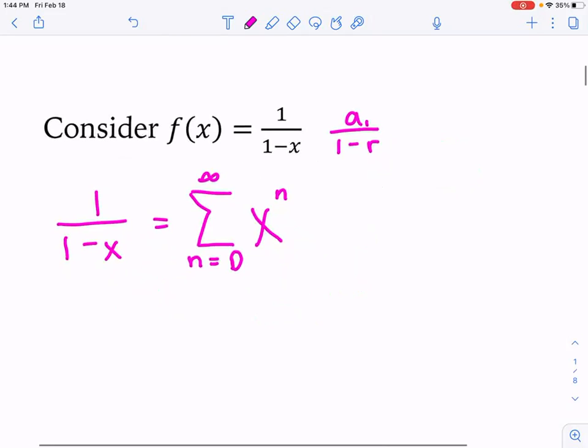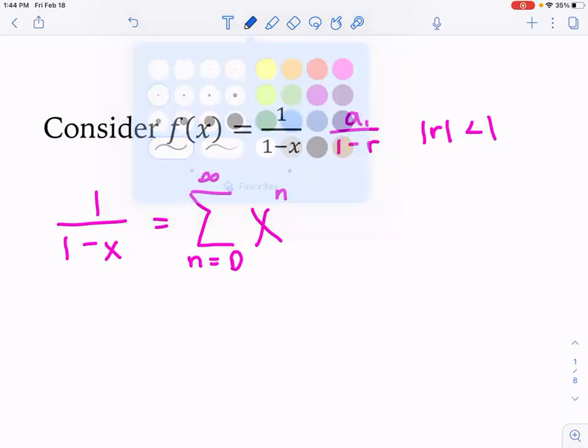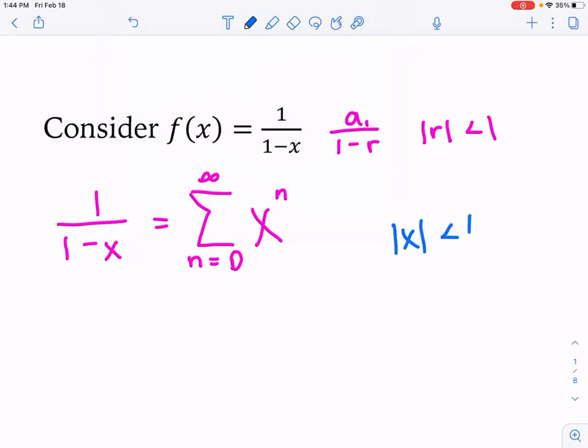So now, what do we know about a geometric series? We know a geometric series converges when the absolute value of r is less than 1. Well, in this case, this is going to converge when the absolute value of x is less than 1. So our interval of convergence for this is -1 to 1 without even having to do the ratio test. Score.